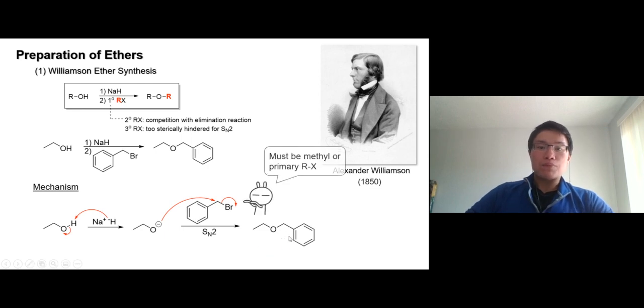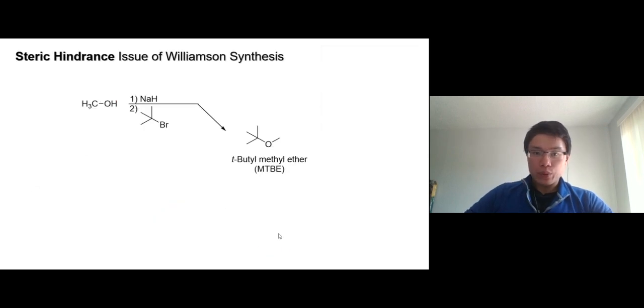All right. So if we go backward, I try to think backward. So let's say I want to make tert-butyl methyl ether, or we call MTBE. We used to use this guy as an additive for gasoline, but because of the concern of groundwater contamination, we stopped using it. Anyway, so let's say we try to make it using Williamson synthesis.